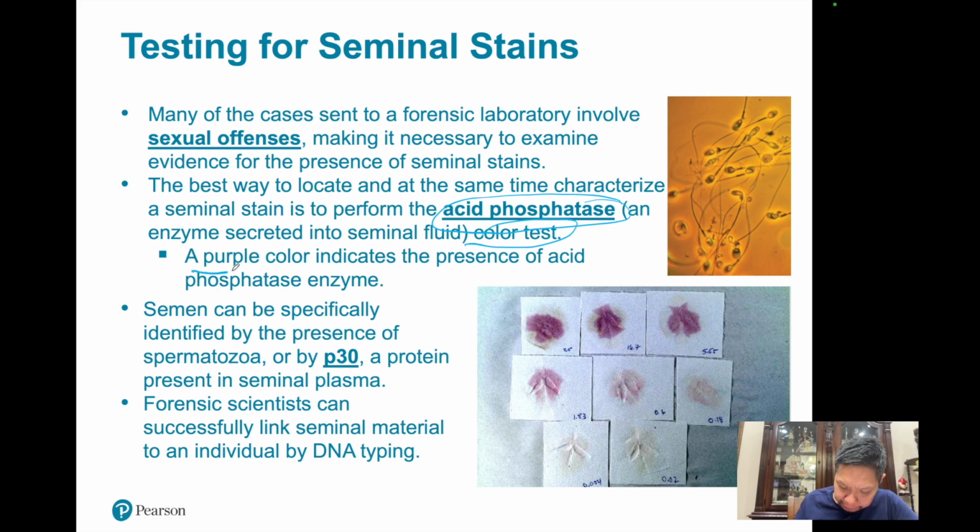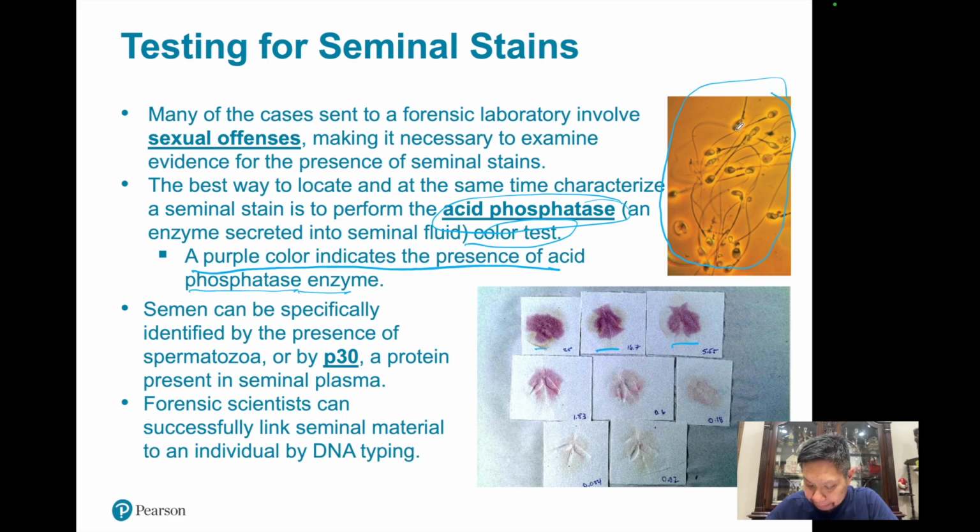This color test will turn purple in the presence of the acid phosphatase enzyme, which is an enzyme or a molecule that is present in seminal fluid, right? So this is basically the picture right here. It turns purple in the presence of seminal fluid. The other way we can also do it is by looking at it under a microscope. You'll be looking at some sperm under the microscope in lab today, when I post the virtual lab for you.